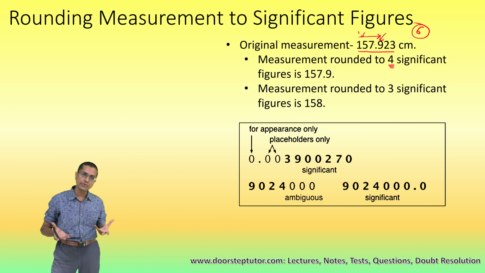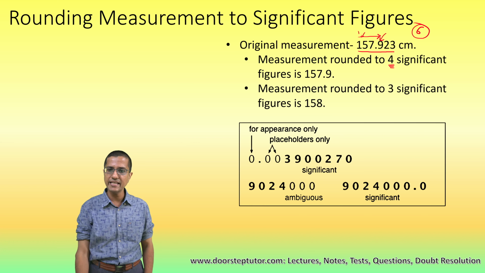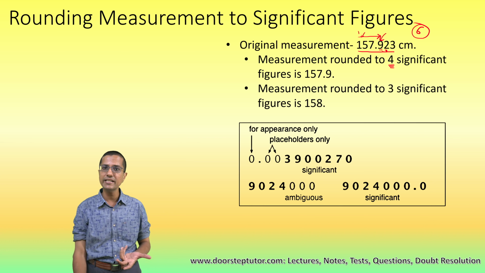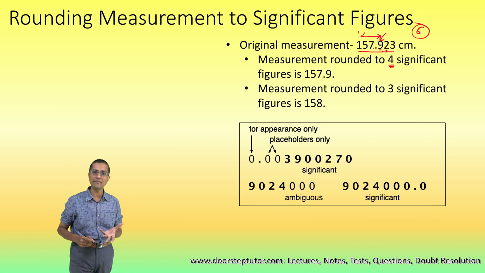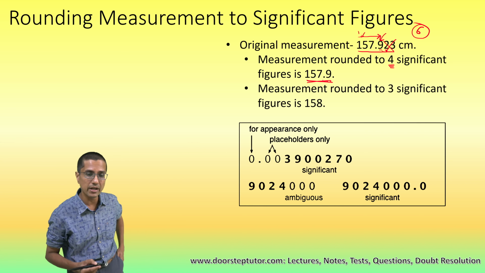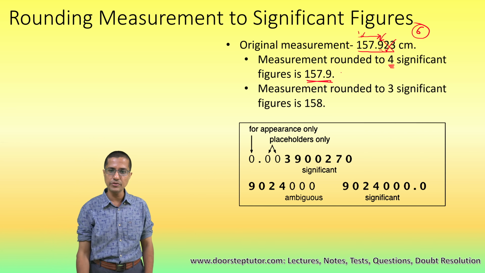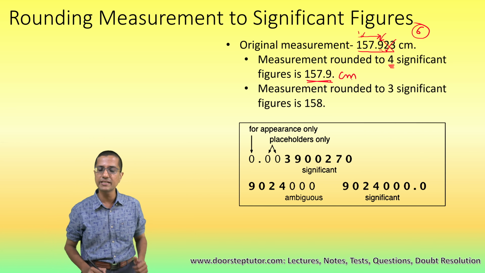Now the rules of rounding we'll go through in a second, but they are simple. All they are saying is that this is the last digit I want to keep after rounding. So I look at the next digit. What about the next digit? The next digit is clearly less than 5. So I can simply truncate. So all I have to do is remove this section and this becomes my measurement rounded off to 4 significant figures. And of course, I should not forget the unit here. So it is still in centimeter.